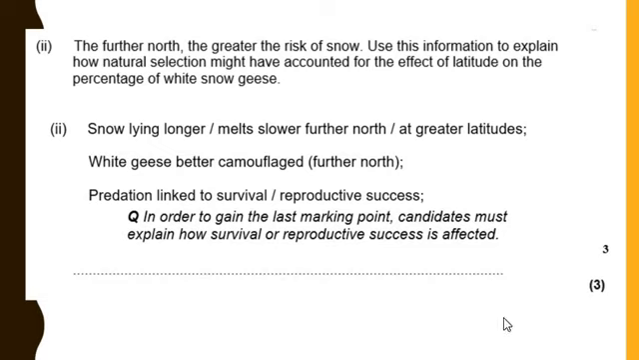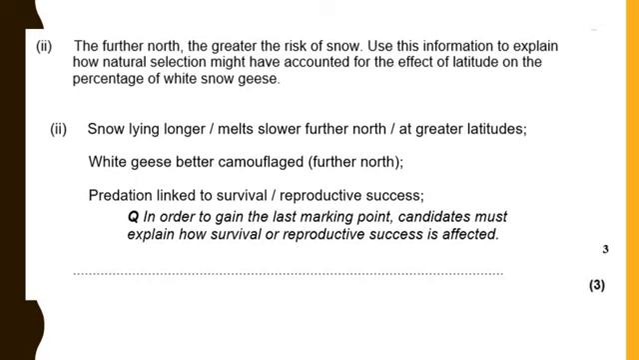Now, the next question is also one that I've accidentally revealed the answer for, so I'll just read it for you first. The percentage of white snow geese in these colonies changed over the period shown in the table. Use your knowledge of climate change to suggest an explanation.